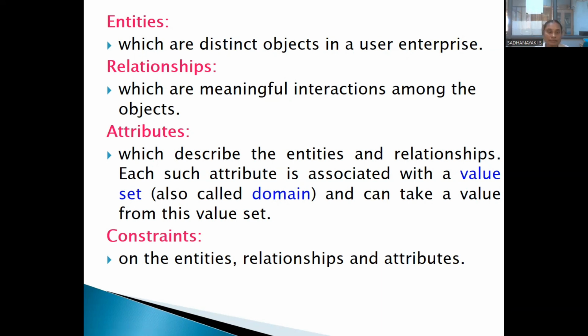So each entity and relationship will have several attributes. Then each attribute will have a specific value for it. We can take the value from its value set. Then next one is the constraints. We can apply the constraints on the entities, relationships, and the attributes. So these are the basic things we are using in the entity relationship model. We will see each one separately in detail.